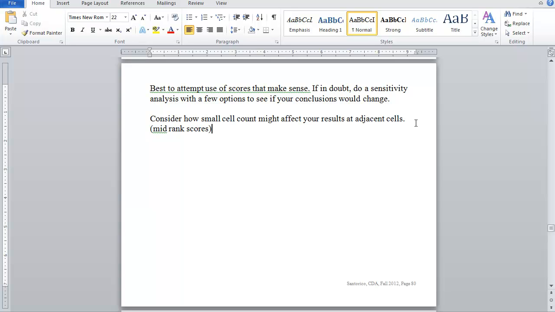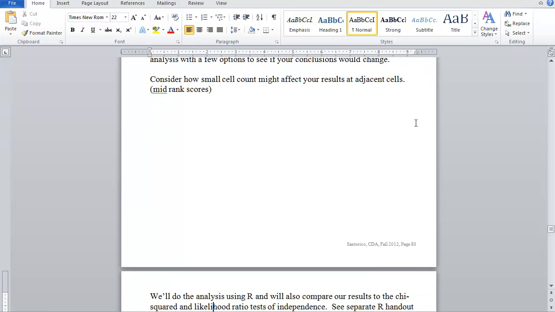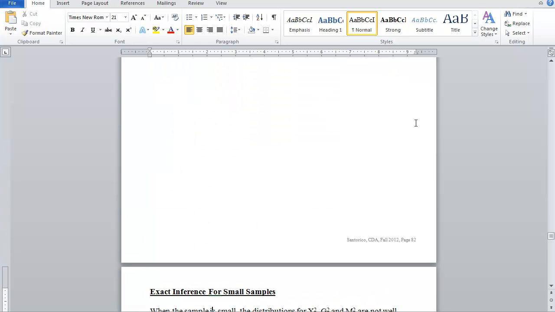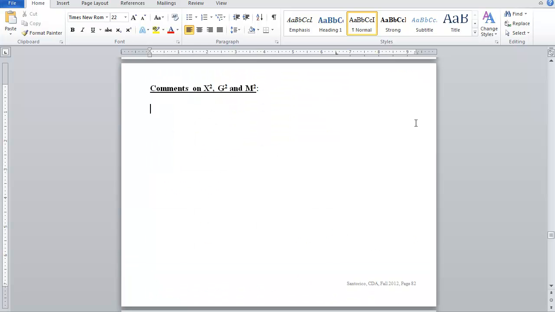That may make sense, it may not make sense, but that's something to consider when you're looking at how your scores are assigned. And like I said, if you are in doubt, go and do a few analyses with different options. If your results don't change, and here they did not when we used mid-ranks versus the scores that seemed logical for our variables, then you should be pretty safe. And it's always worth mentioning that a sensitivity analysis was performed on this, that, and the other, and the conclusions all remain the same.